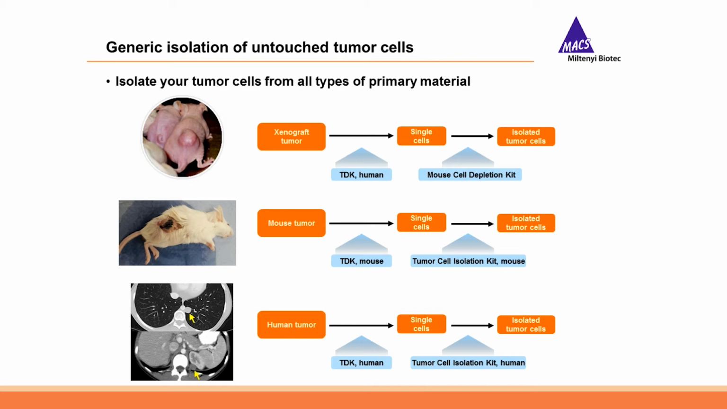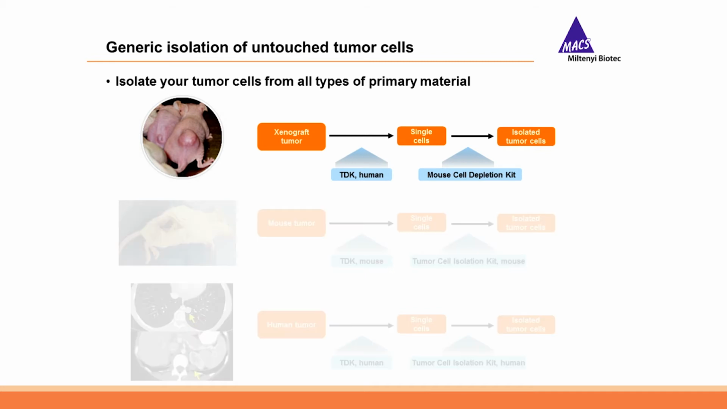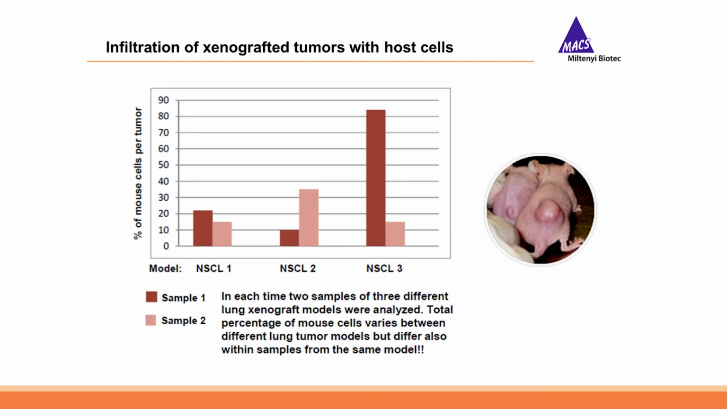I will go more into detail for the xenografted tumors now, because the principle and the method are very comparable among all of these. So let's focus on a xenografted tumor. First of all, we have to ask ourselves, why should I deplete the mouse cells out of a xenografted tumor? Is it important or not? And of course, it always depends on the downstream application, but what you can see here is three different models of non-small cell lung cancer xenografts in mice.